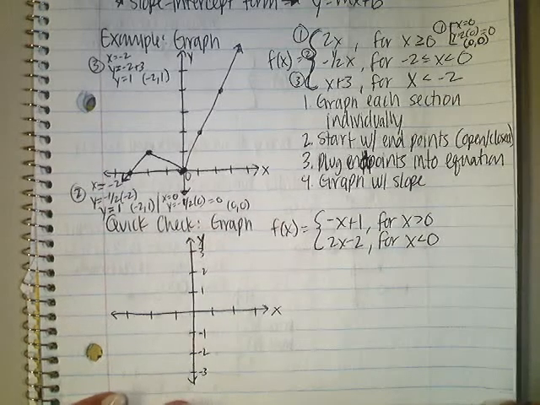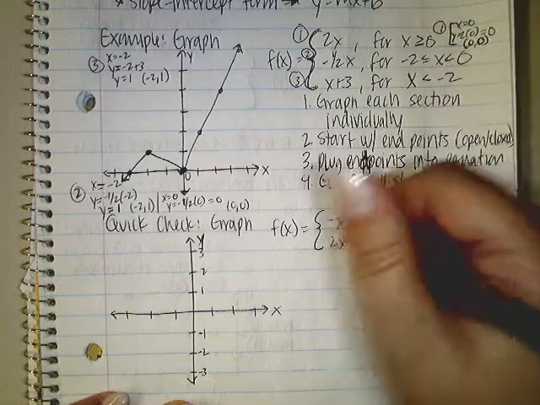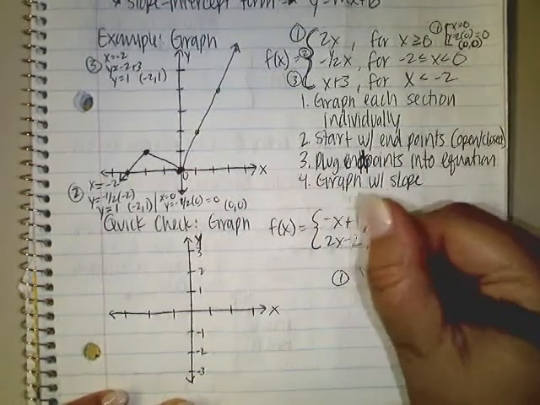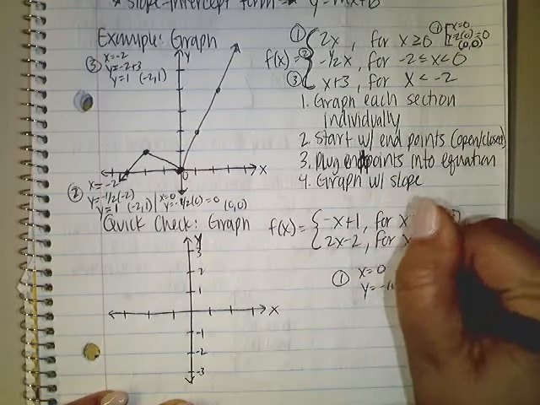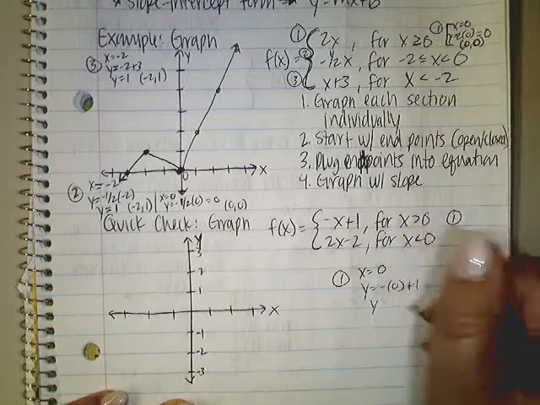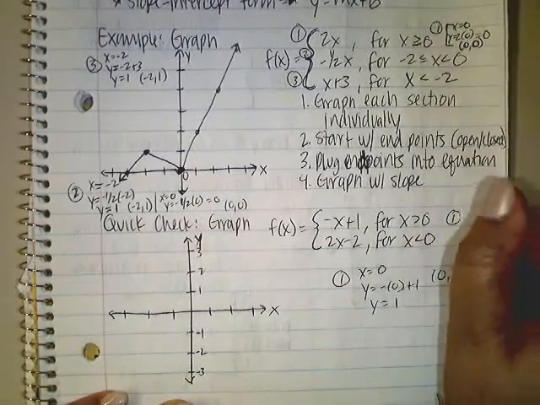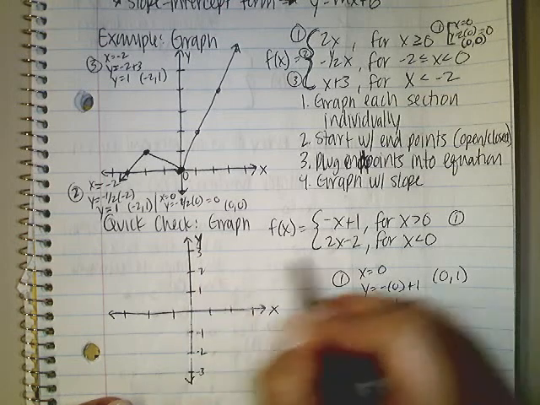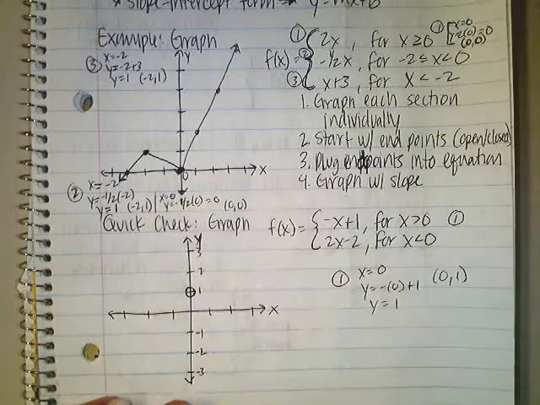Okay, so first one, I have -x plus 1 for x is greater than 0. So I'll label this one 1. I'll do the work here. So when x equals 0, I get y equals -0 plus 1, which is just 0 plus 1 or 1. So my first coordinate point is going to be 0, 1. So I go to x is 0 and then 1. Here it's just greater than, so it's going to be an open circle. So I have my open circle.